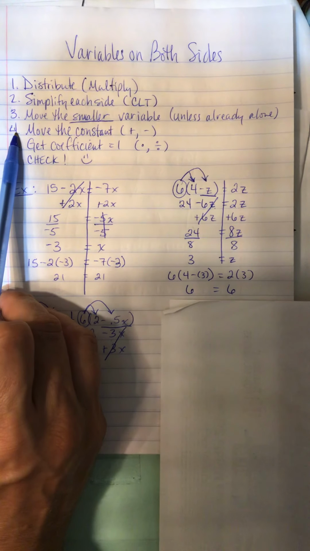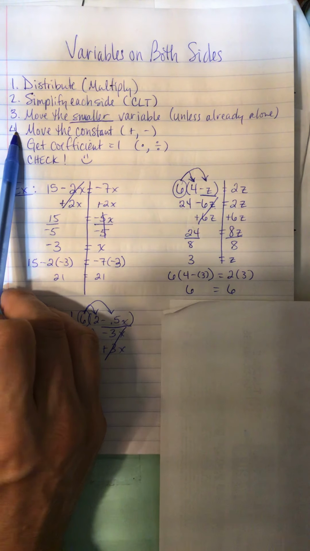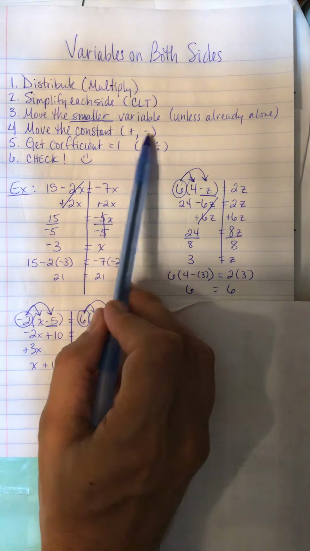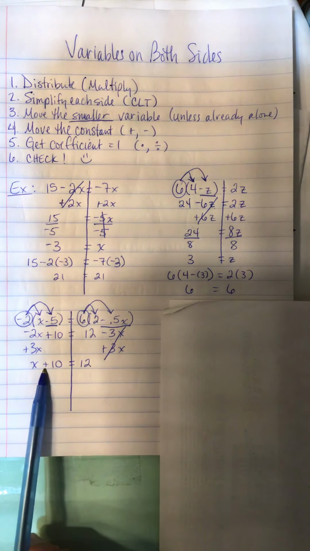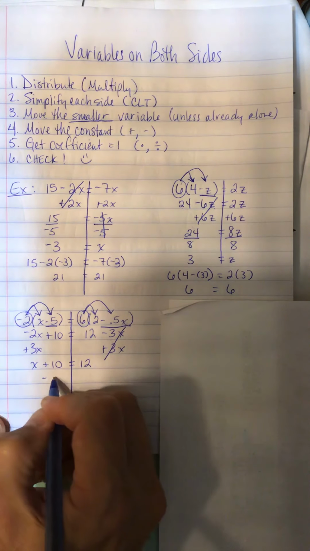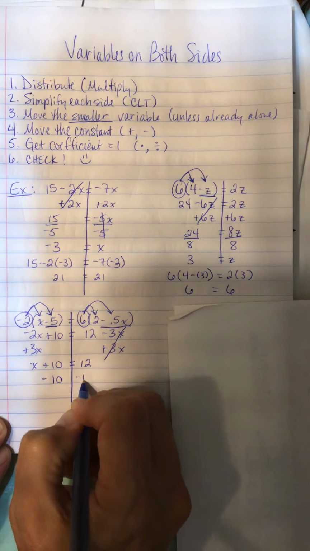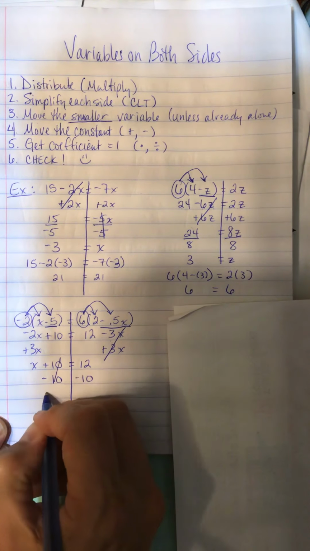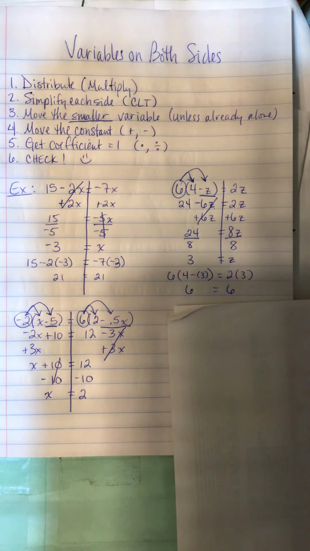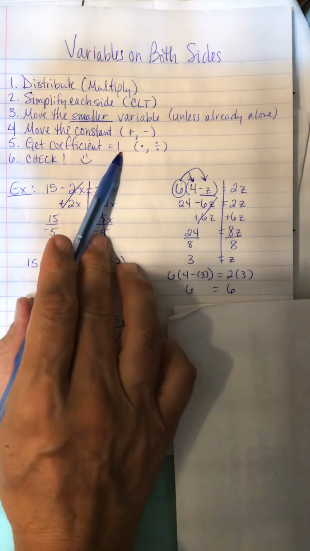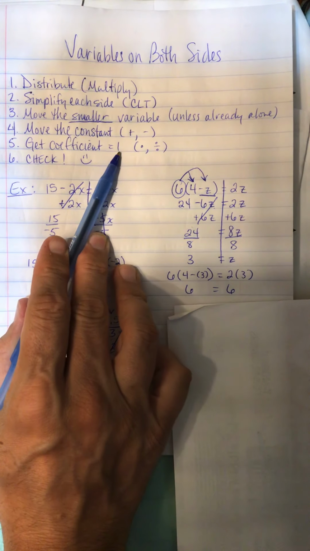Step number 4, move the constant. Use our inverse operation of add or subtract. If we're trying to get x by itself, move the constant. The opposite of plus is minus, so we're going to subtract 10 from both sides. And looks like x equals 2. Hey, we got the variable all by itself. x equals 2. The coefficient's already 1, so we don't need to do step 5.